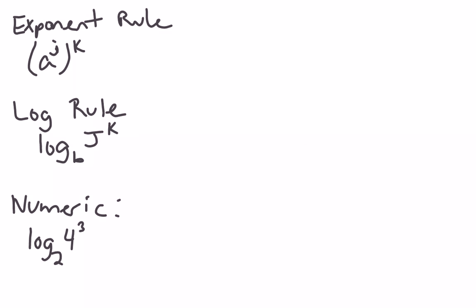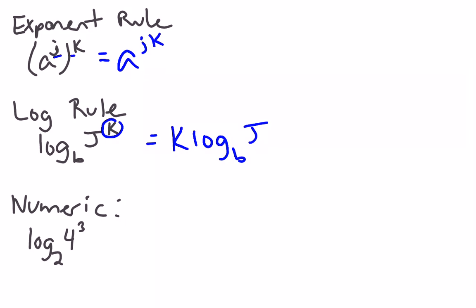The last exponent rule you used a lot was that when you have an exponent raised to another exponent, you multiply the exponents. So a to the j raised to the k power is just a to the j times k. And now here, if I have an exponent outside, we're going to bring it in front like multiplication. So that's going to be rewritten with the k in front, k log base b of j.